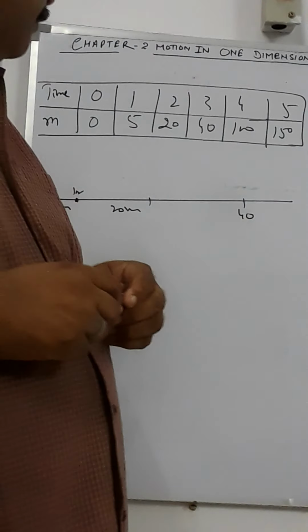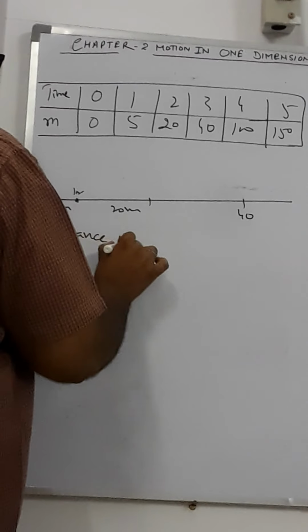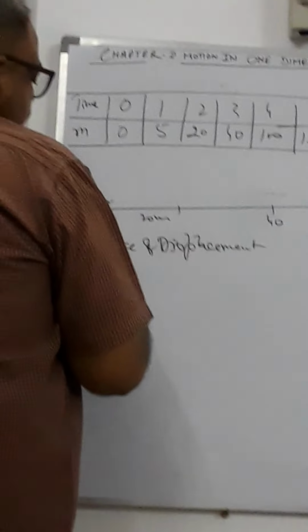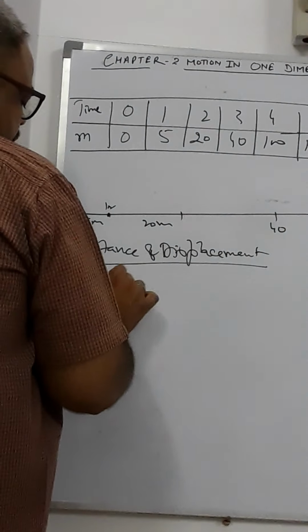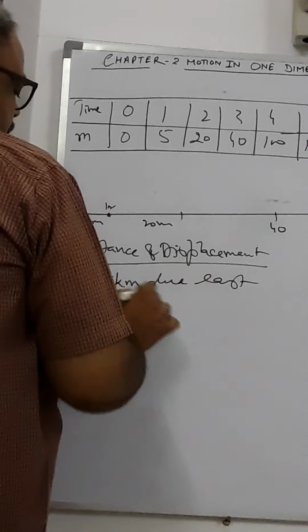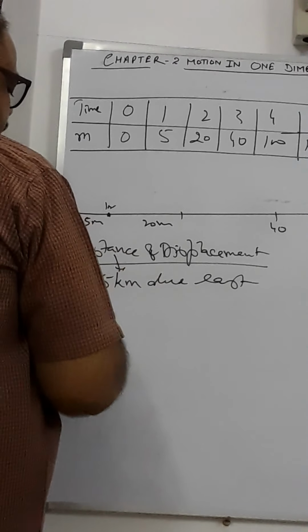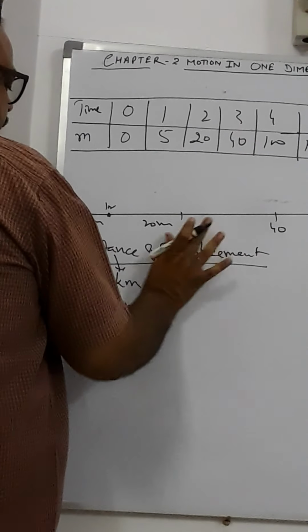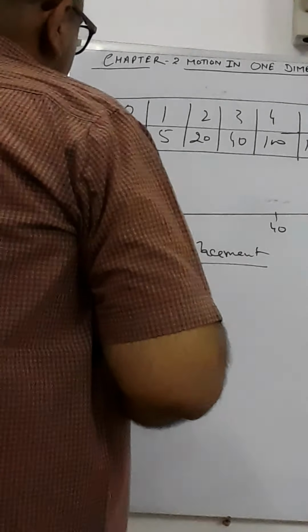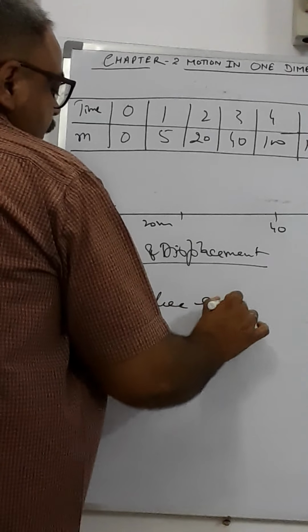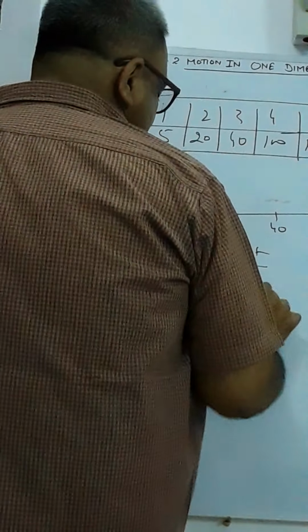Distance and displacement. Next heading is distance and displacement. Distance: 5 kilometer. This is distance. Example, 5 kilometer. 5 kilometer due east. It is displacement.